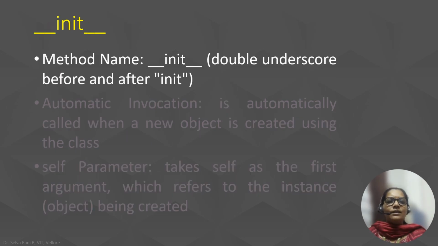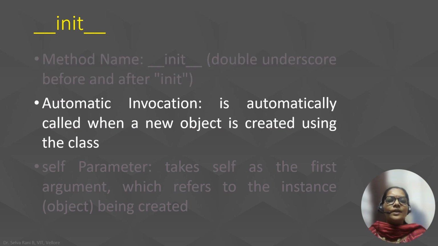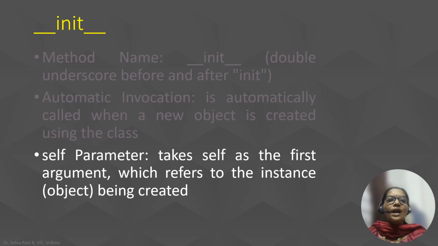In Python, the constructor is a special method named __init__, with double underscore symbols before and after init, and the __init__ method is automatically called when a new object is created using the class, and the __init__ method takes self as the first argument, which refers to the instance being created.